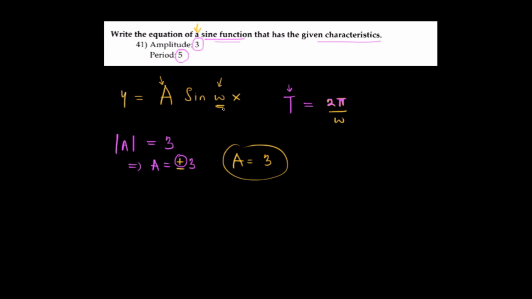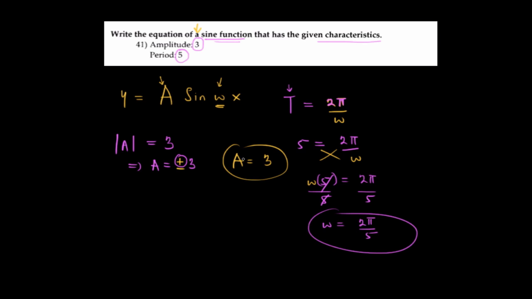So the next thing I want to find is my omega. Now how do I find my omega? I've been told that my T, which is the period, is 5. So 5 equals 2 pi all over omega. To find omega, I'm going to cross multiply. So you have omega times 5 equals 2 pi. To find omega, you divide both sides by 5, and then your omega is going to be 2 pi all over 5.